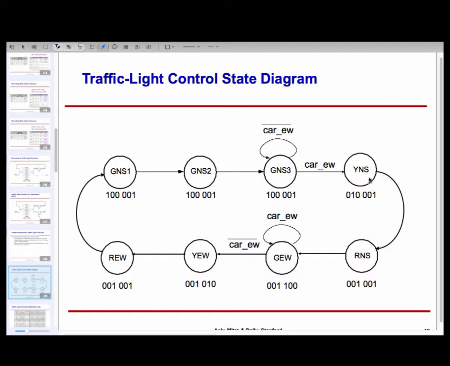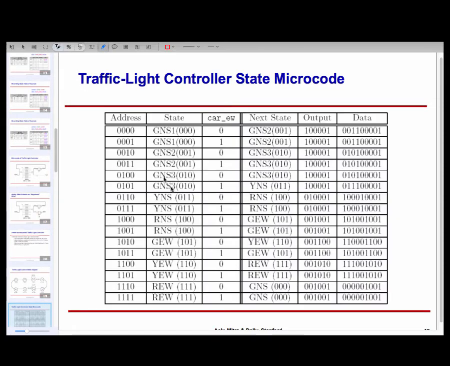Let's say we look at GNS3. GNS3 we decided to code as 010. In address 0100, I will have what happens when I'm in GNS3 and car east west is 0. And in address 0101, I will see what happens if I'm in state GNS3 and car east west is 1.